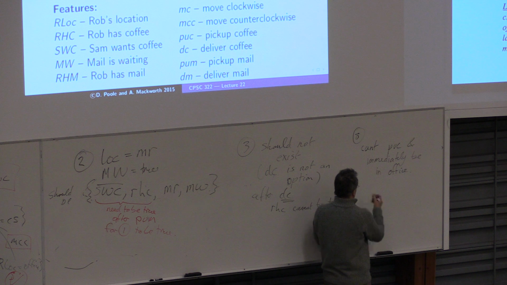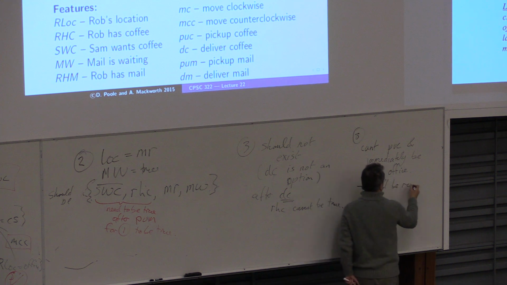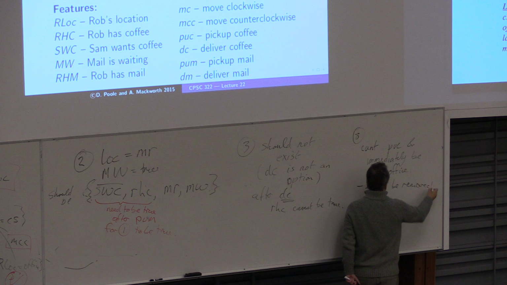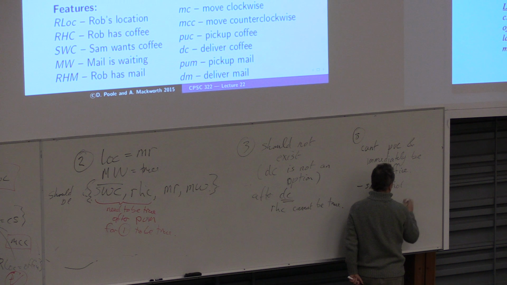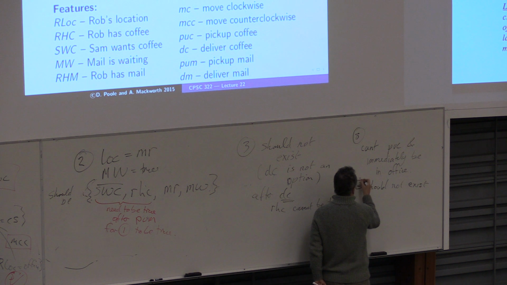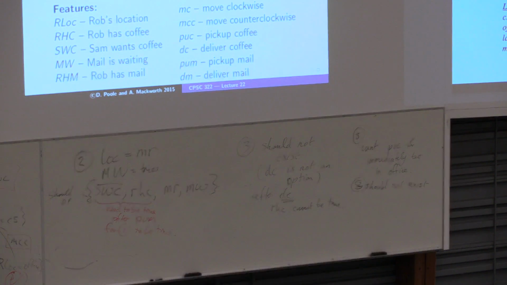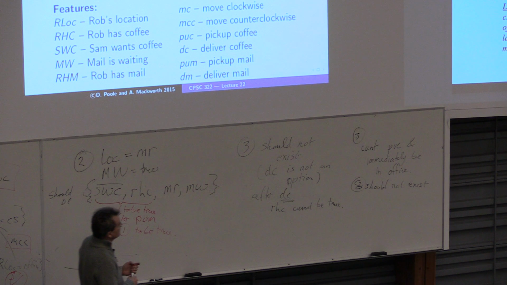Right, so it shouldn't exist. 8 should not exist. So 8 shouldn't exist. Let's say it should not exist in this diagram. So 8 should not exist in this diagram. What else is wrong? 7. What about 7?